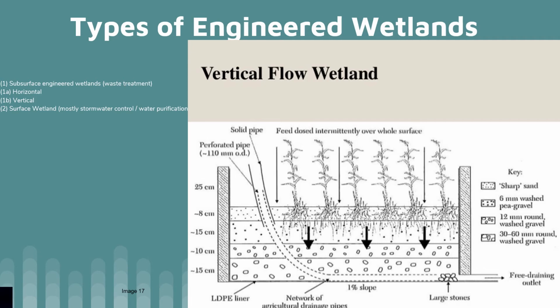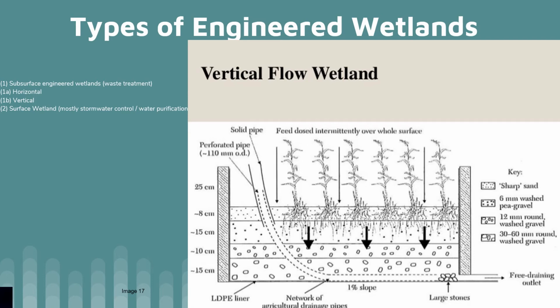And now we'll get into some different types of engineered wetlands. So the first one is subsurface engineered wetlands, which is usually used in waste treatment. So subsurface wetlands involve the wastewater being filtered below ground, generally under a layer of gravel and/or sand.